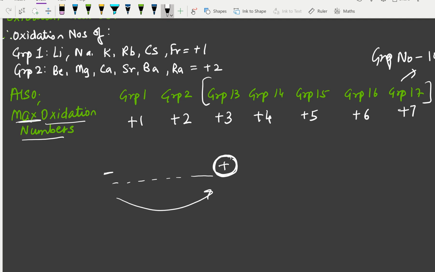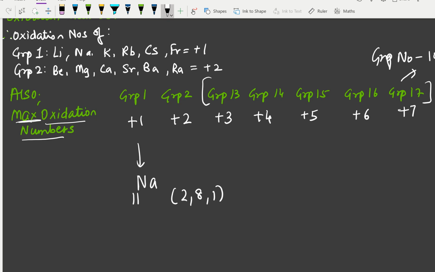So for example, look at a group 1 element. If I talk about sodium, I know sodium has an atomic number of 11, and its electronic configuration is 2, 8, 1. That means it has 1 electron in the outermost shell. Is it possible for sodium to lose more than 1 electron when it is combining? No. It is always going to have the valence electrons which are involved in forming bonds. So the maximum oxidation number for a group 1 element is going to be 1 only.